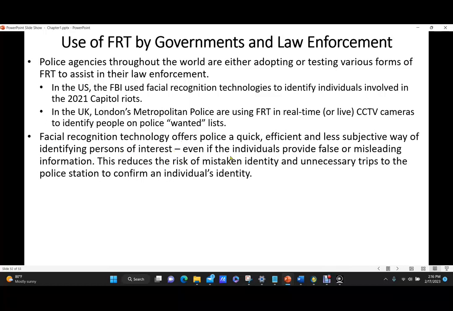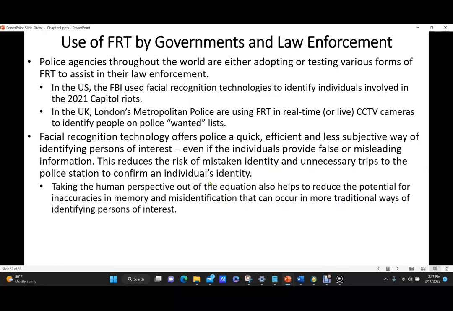Facial recognition technology gives a quick, efficient, and less subjective way of identifying persons of interest, even if the individuals provide false or misleading information. The technology can check it quickly and easily. This reduces the risk of mistaken identity. It cuts down on unnecessary trips to the police station to confirm identities. Taking the human perspective out of the equation also helps reduce the potential for inaccuracies in memory and for misidentification that could occur in more traditional ways of identifying persons of interest.